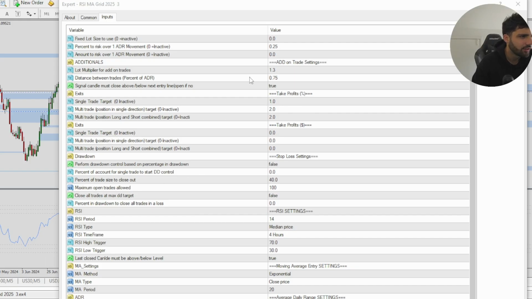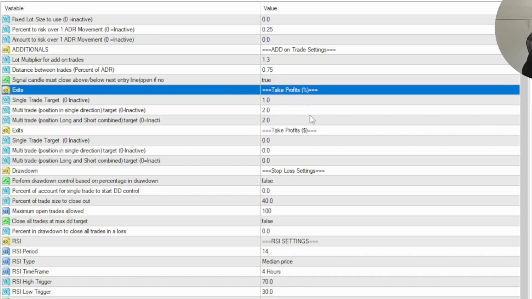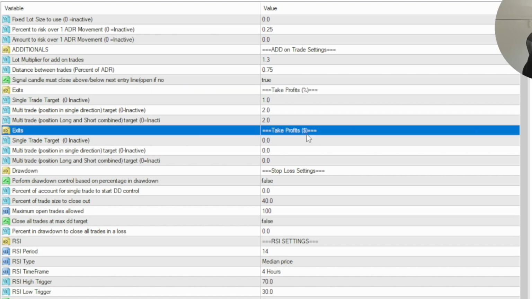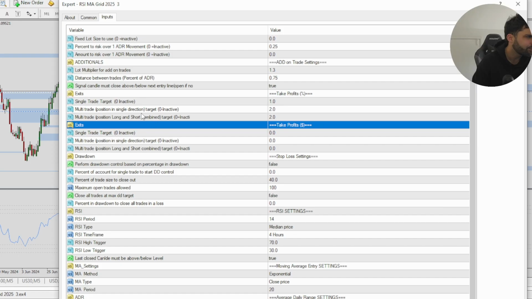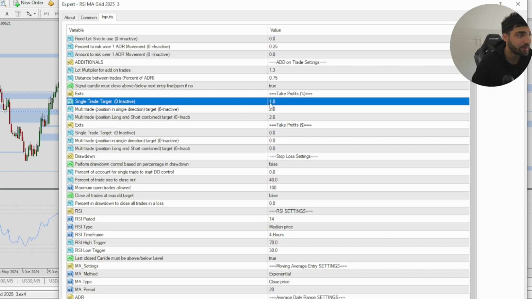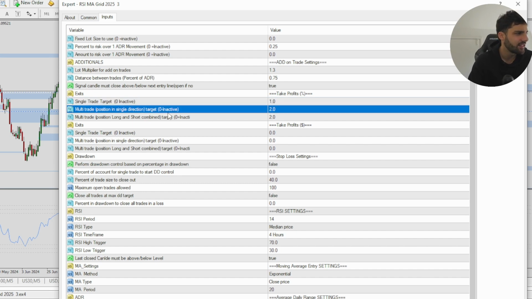The next settings we're looking at are take profits. So we have take profits in percent and take profits in a dollar amount. Our single trade will be if we're in one position. So we enter one position and we get profit. The next is multi-trade. So once we enter 2 or more positions, our TP can either change or be the same.